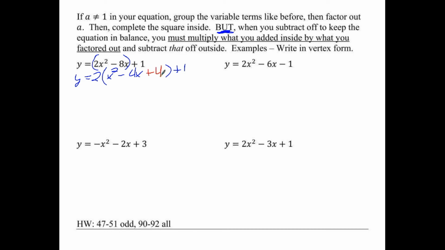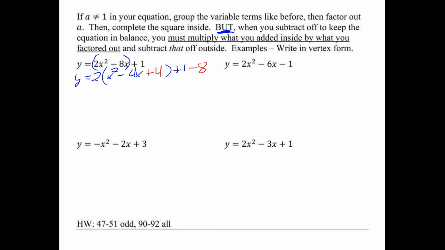Now, ordinarily, yeah, but there's a 2 out front. So if I distributed that 2 in, that plus 4 that I just added in would turn into a plus 8. So I wrote 4, but I really added 8. So I have to keep this in balance by subtracting 8 outside. And that's the but up there that I underlined. You have to distribute that number in your head to understand what you really added in inside so that you can undo that outside.